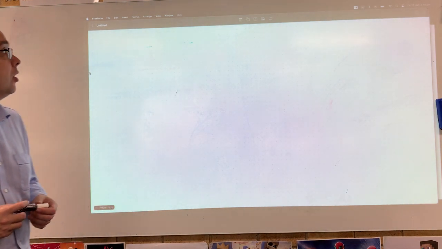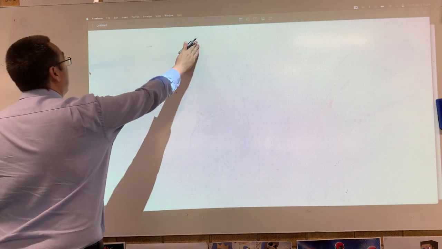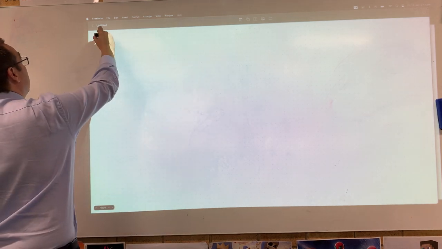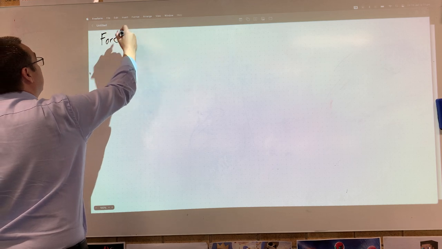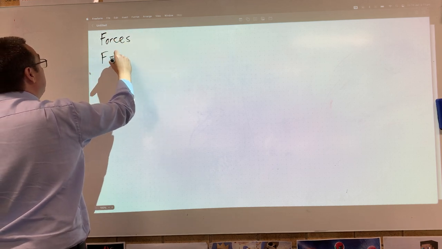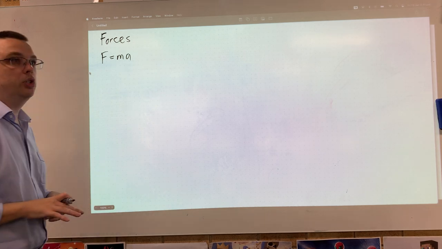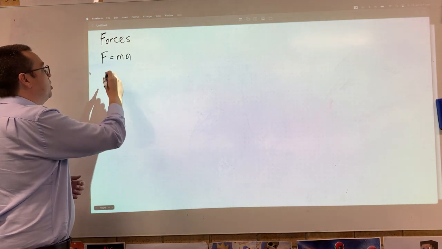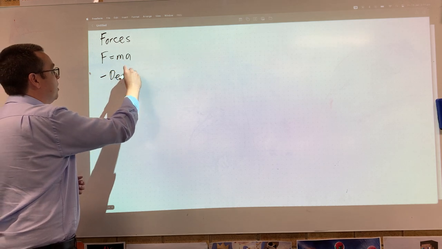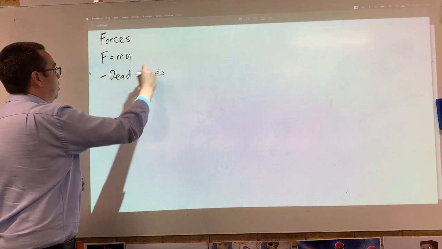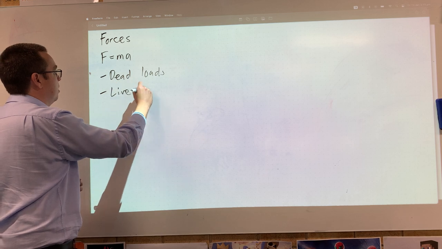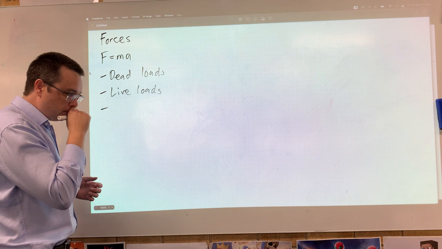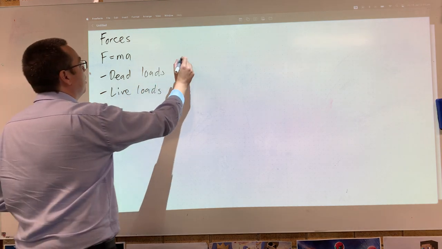So in terms of the assumed knowledge, it is forces. At this point, we assume that you understand that F equals ma, force equals mass times acceleration. There are lots of different kinds of forces. So in professional engineering, we talk about dead loads. We talk about live loads. And then we have the self-weight, right?